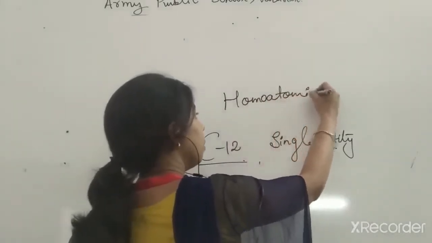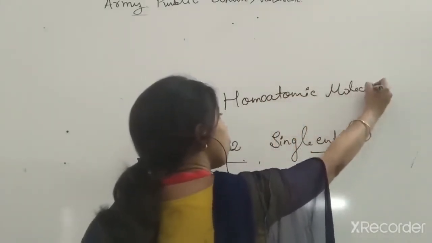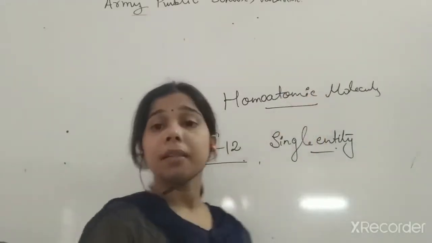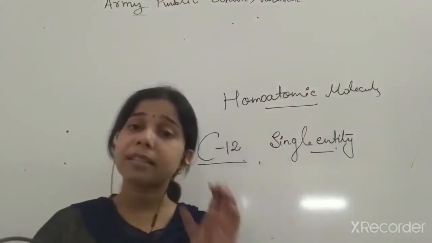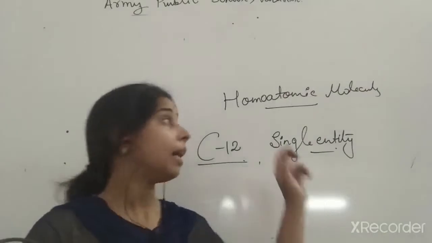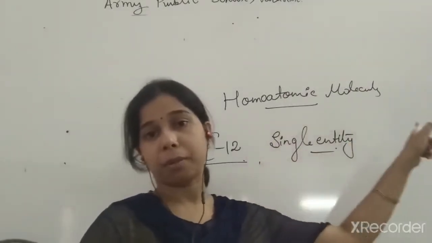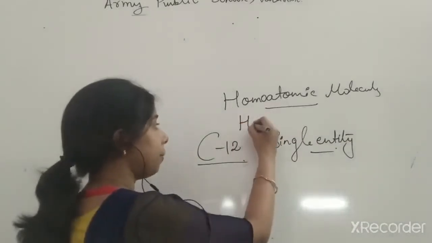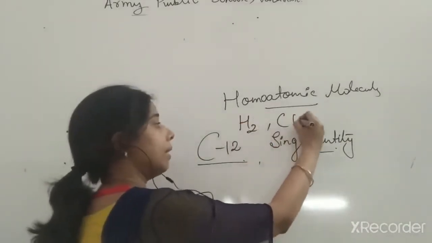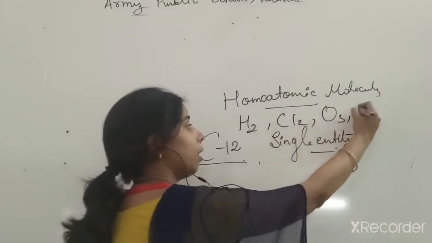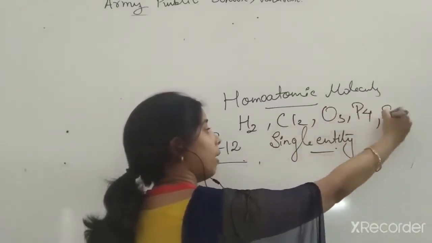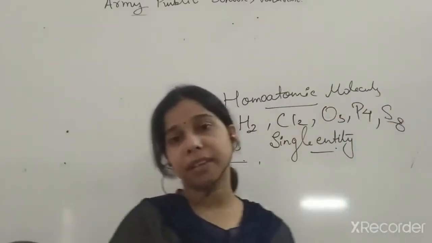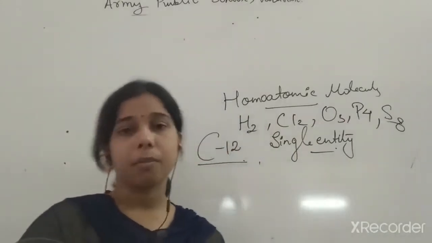homoatomic molecule. So what does homoatomic mean, students? The molecule consisting of the same type of atoms is called a homoatomic molecule. Examples are H2, Cl2, O3, P4, or S8. These are the different examples of homoatomic molecules.